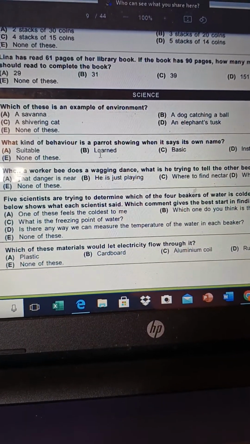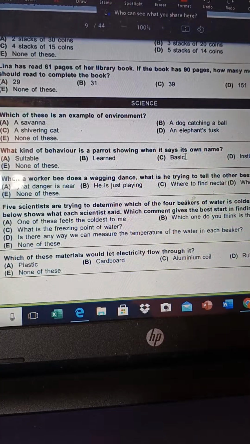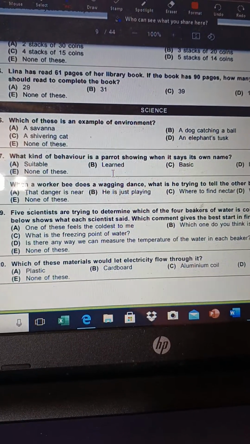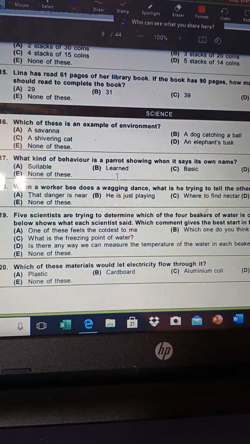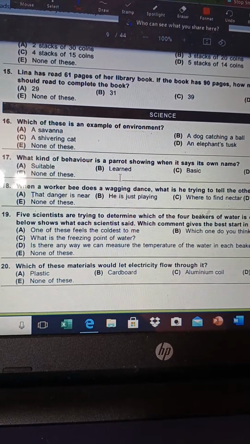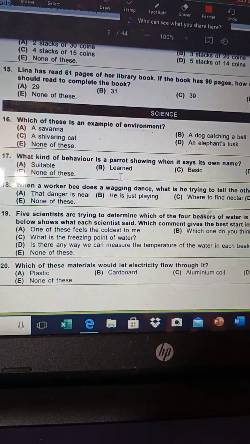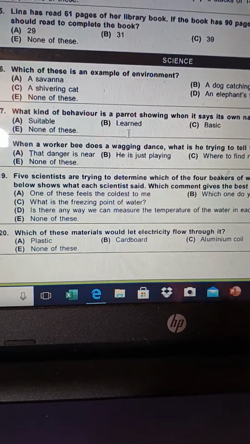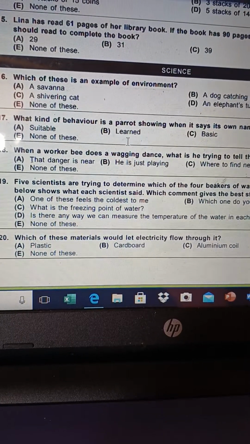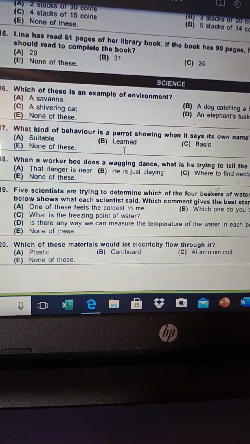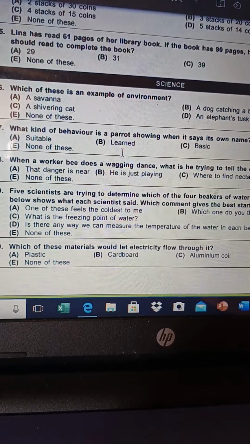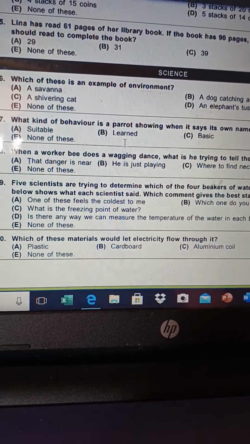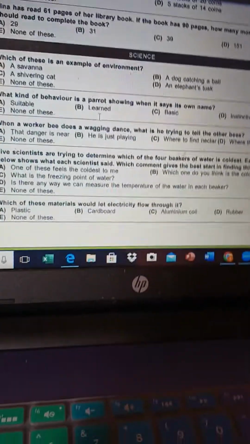What kind of behavior is a parrot showing when it says its own name? So it will be learned, because whether it is a parrot or a human being, whenever he starts speaking something structured, that means he or she has learned it from his parents or from his friends, from his siblings, because otherwise he will not be able to say those words.